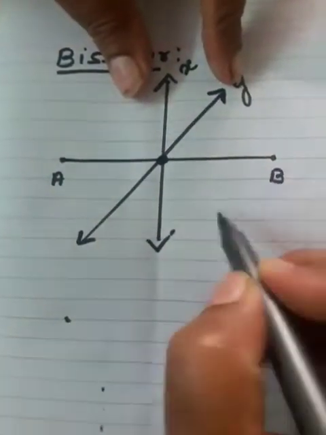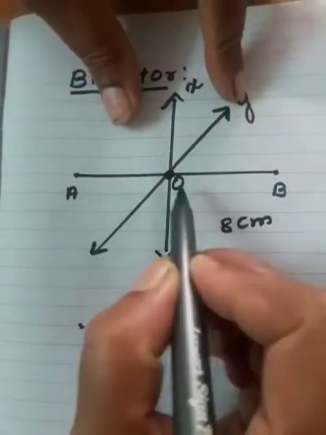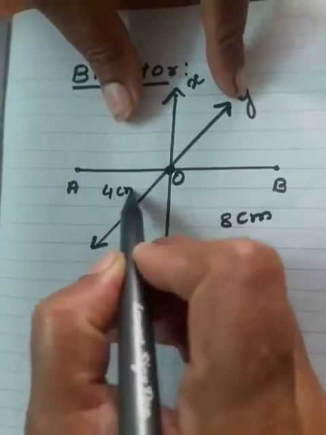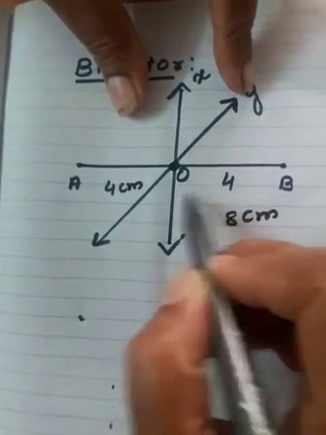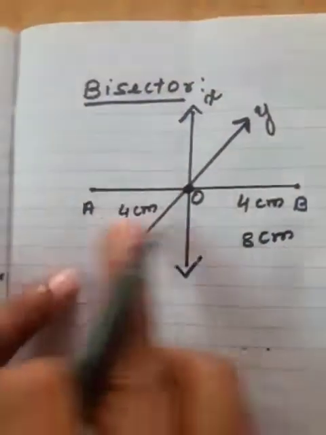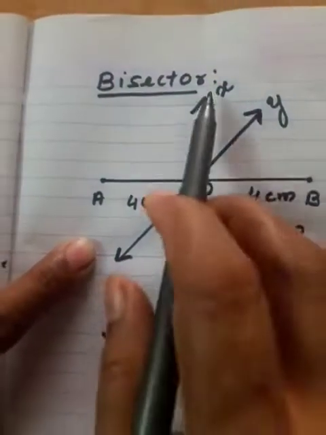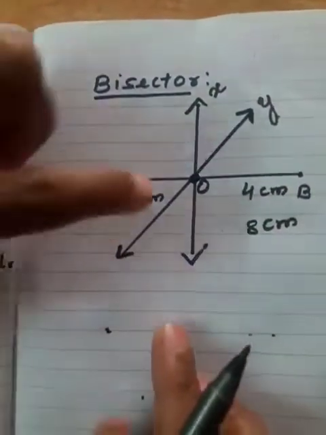Suppose the length of AB is 8 centimeter. Suppose this is O. Correct? What is the length of AO? It is 4 centimeter, and the length of OB is 4 centimeter. That means these two lines divide the segment into two equal parts. So they are called the bisector of the segment.